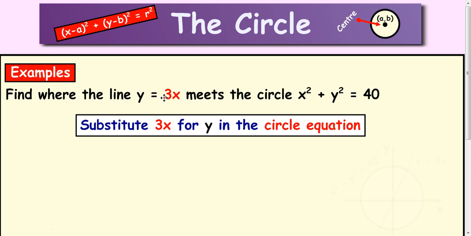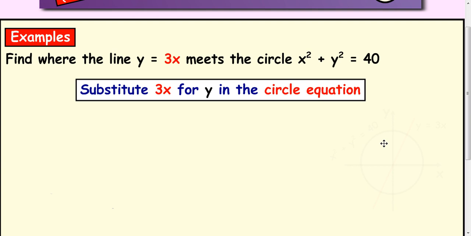Find where the line y equals 3x meets the circle x squared plus y squared equals 40. So this is a case of substitution. We have to substitute this equation into this one. So for every y you see, you substitute 3x, and there's only one y here. So we put 3x in place of here. Now what's this going to look like?